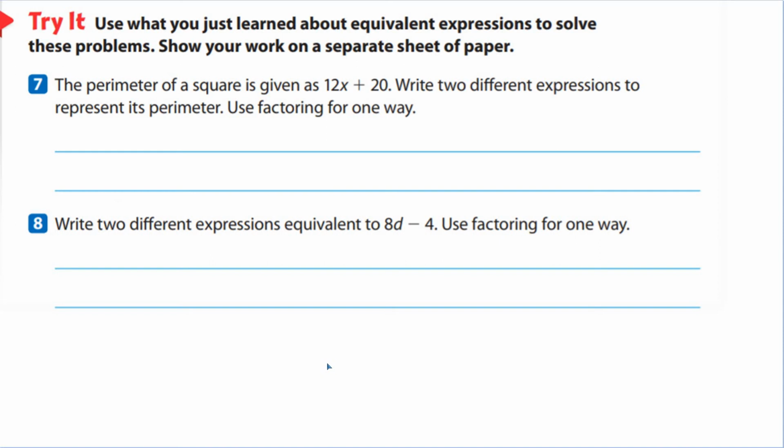Show your work on a separate sheet of paper, or this one obviously. The perimeter of a square is given as 12x plus 20. Remember to always draw the picture when needed. Write 2 different expressions to represent its perimeter. Use factoring for one way. And we'll go over that distributive property. Question 8. Write 2 different expressions equivalent to 8d minus 4. And again, use factoring for one way. So pause this video and then check your answer when you unpause.